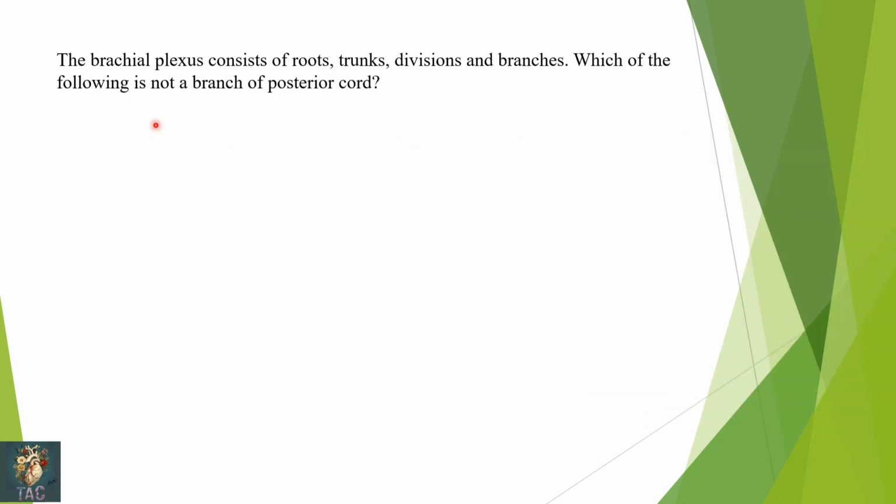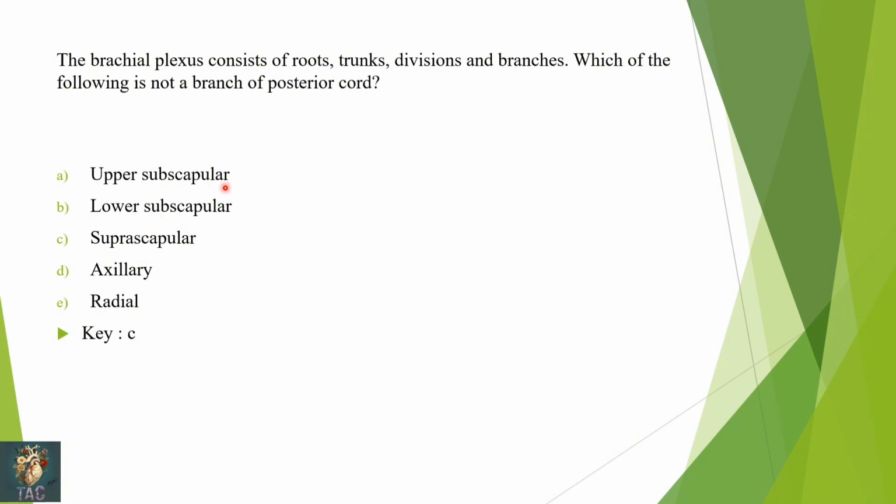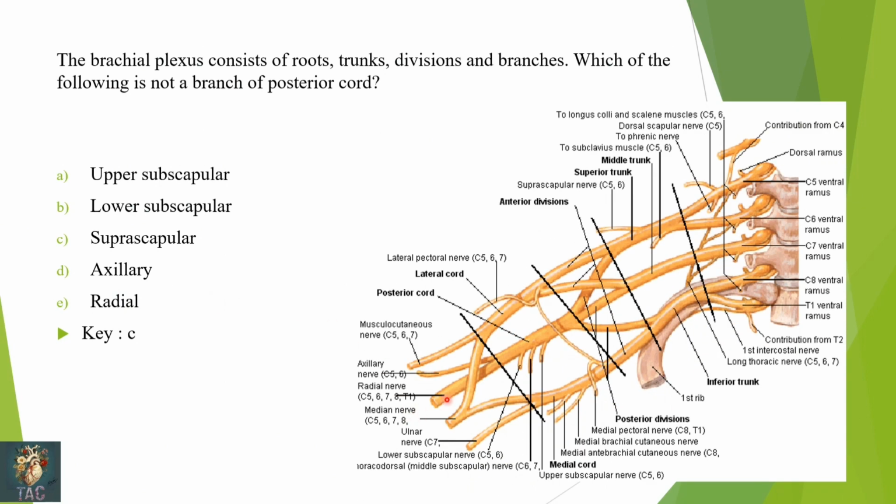The brachial plexus consists of roots, trunks, divisions and branches. Which is not a branch of the posterior cord? Upper subscapular, lower subscapular, suprascapular, axillary and radial. So first look at the branches of the posterior cord. These are the axillary nerve, the radial nerve, the lower subscapular and the upper subscapular. And the suprascapular is over here, and it is coming out of the upper trunk. So this is the answer.